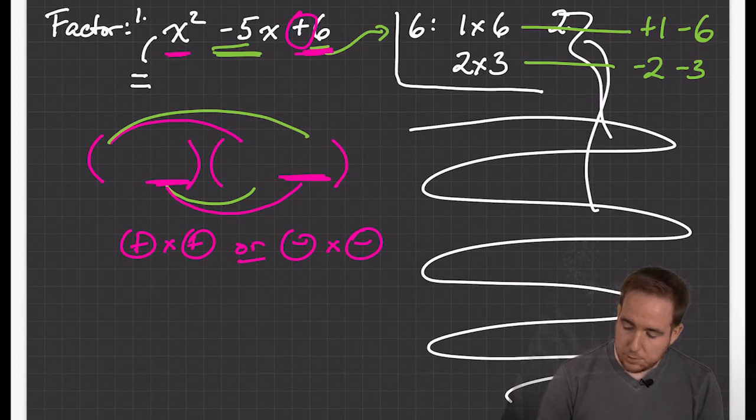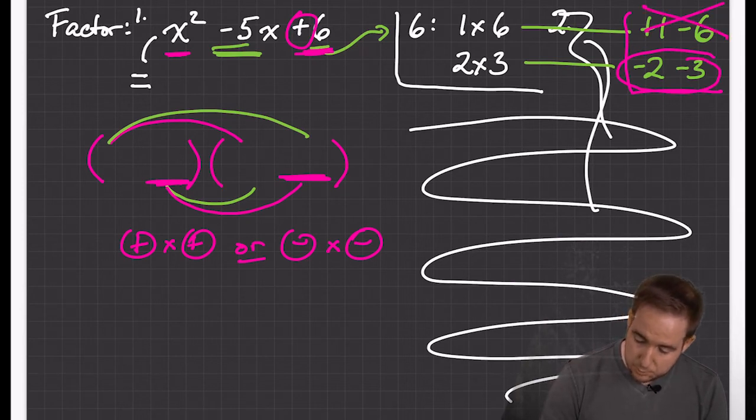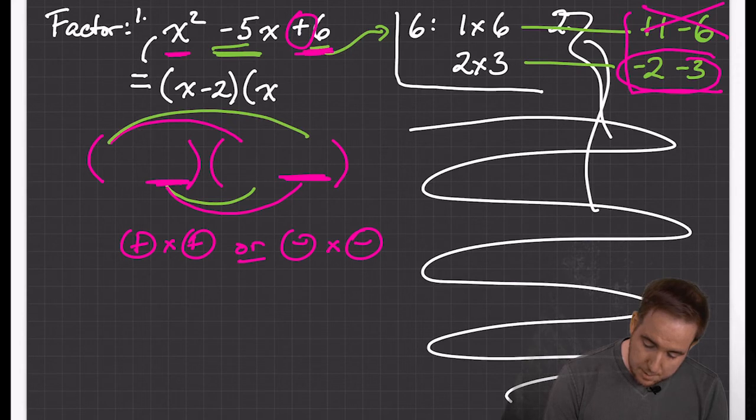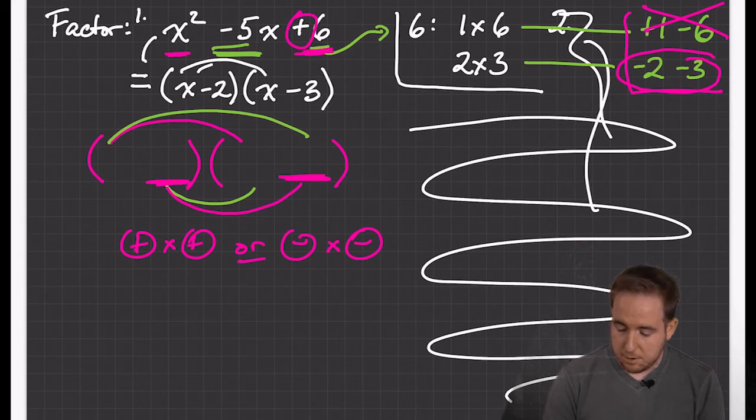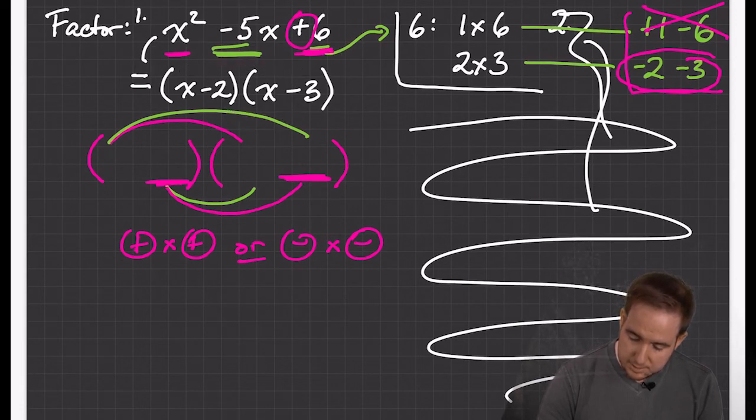So I have to choose the answer over here. I have to choose the one where both of the numbers have the same sign. So the answer to this will be x minus 2, x minus 3. And I won't do the check. If you don't believe me, pause the video and put the arrows back in for yourself and see that this is in fact what you get. I'll leave that there so it is a little tidier.